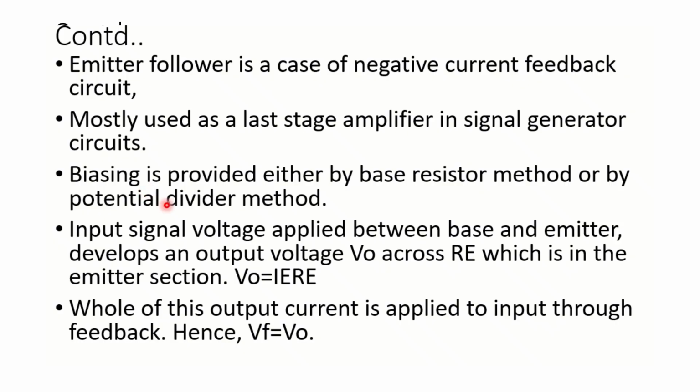In the above circuit, we have used the potential divider method for biasing. We can also use the base resistor method for giving the biasing. Between base and emitter, the circuit develops an output VO across RE, and it is given by VO equals IE RE. We can say that the output is applied to the input through feedback. Hence, the feedback voltage Vf will be equal to the output voltage.